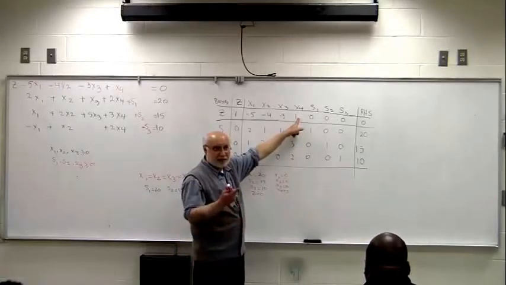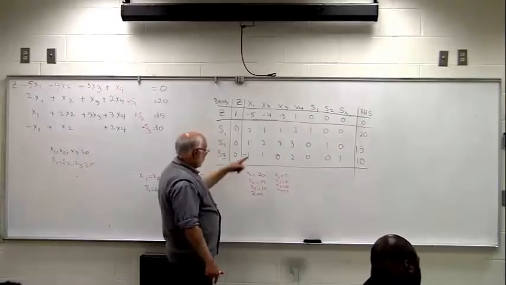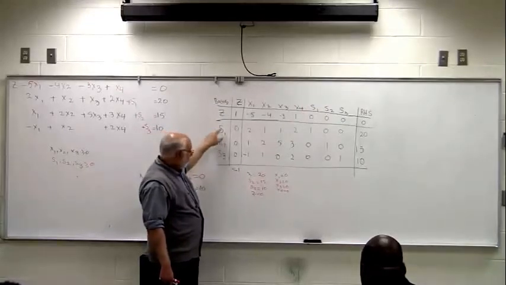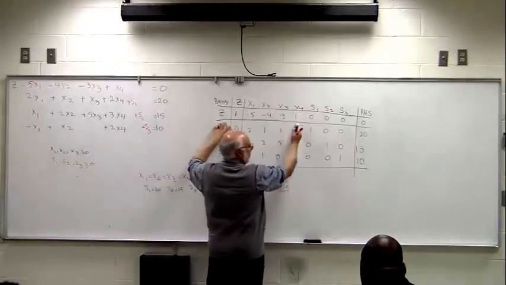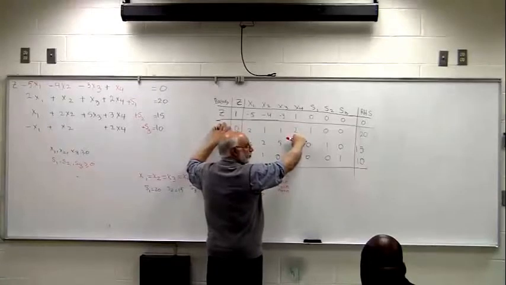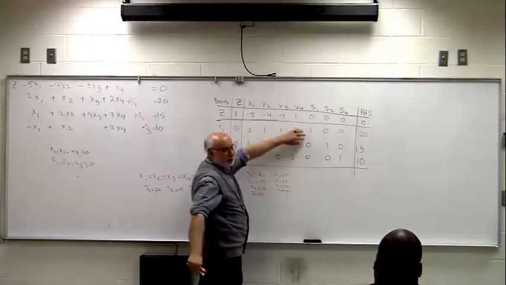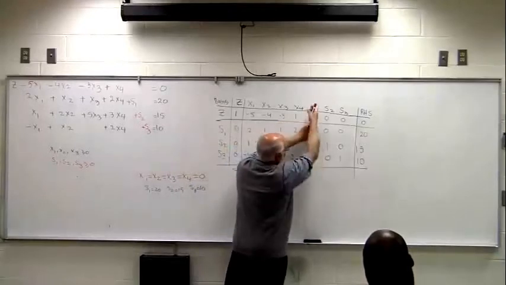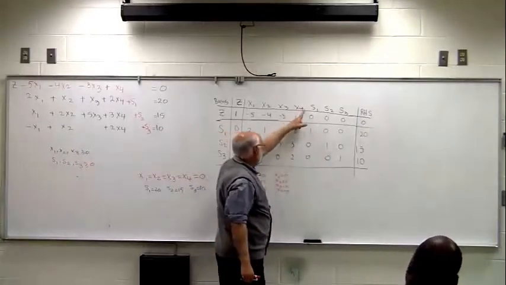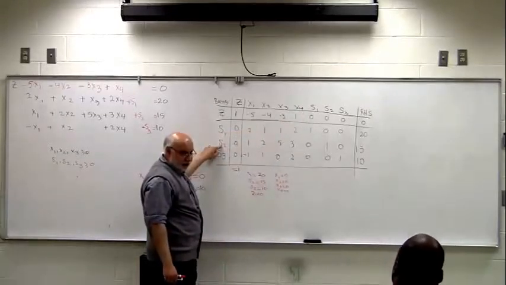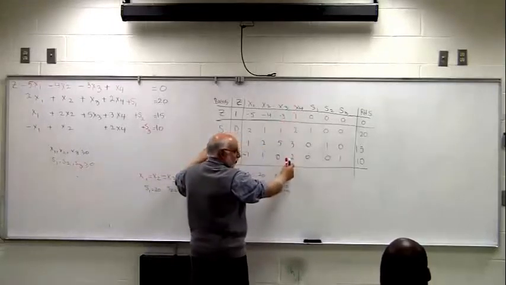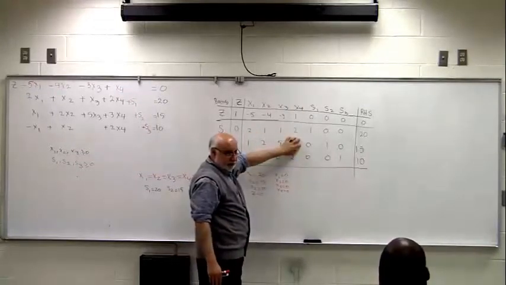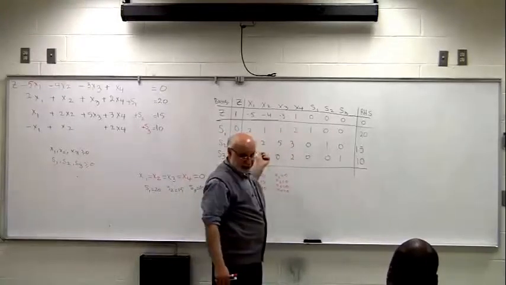Does it make sense? Make sense, Carl? If x4 replaced s1, if I have x4 in here, what should I have under x4? 1 across from x4 and 0 everywhere else, just the same way that I have s1. There's a 1 here, everything else is 0. If x4 replaced s2, then in here underneath x4, here I would have a 1, everything else 0. So it depends on which one I am replacing.